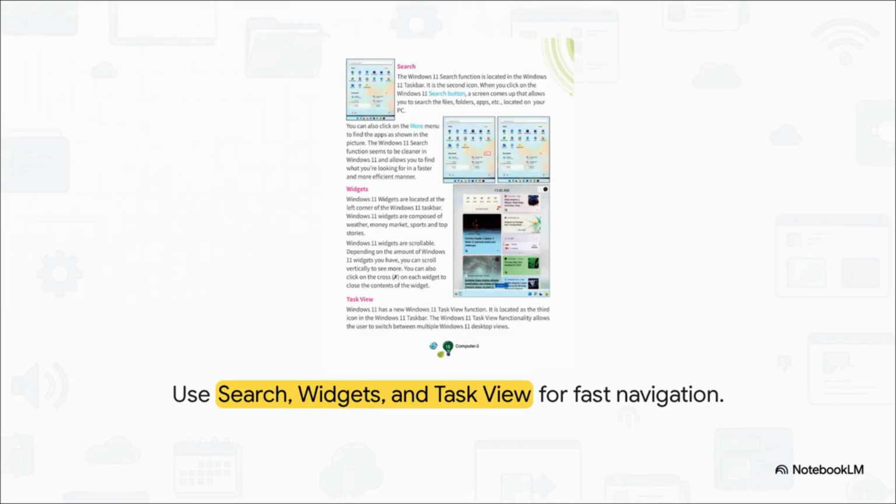Second in line is the search function, that little magnifying glass. This is how you instantly find any file or app without digging through endless folders. Over on the far left, you've got your widgets board. And the third icon? That's your task view. This is the magic button that lets you instantly hop between those virtual desktops we just talked about.